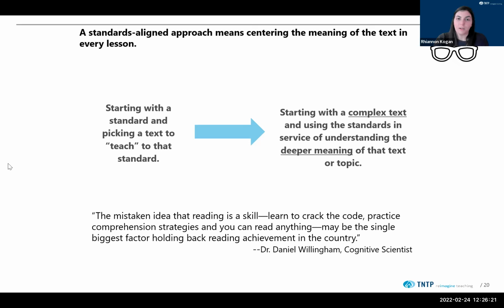One, we are talking about comprehension here. We know that there certainly is a code when we are talking about decoding, and that foundational skills must be taught in a systematic and sequential way.